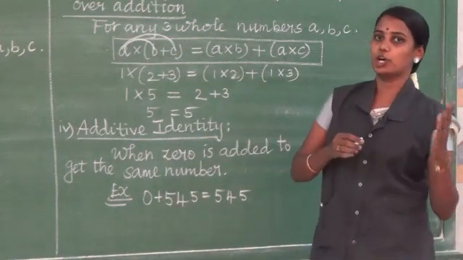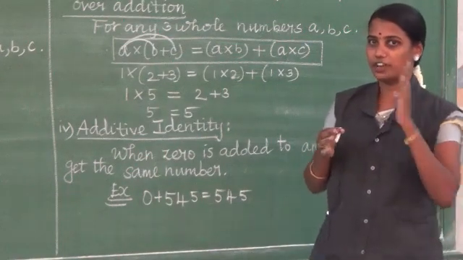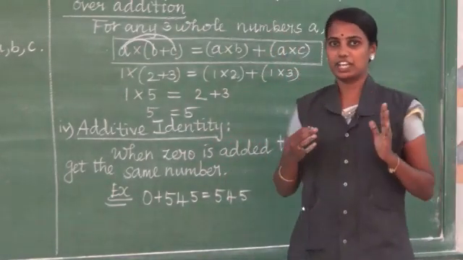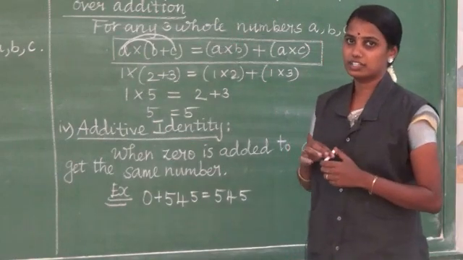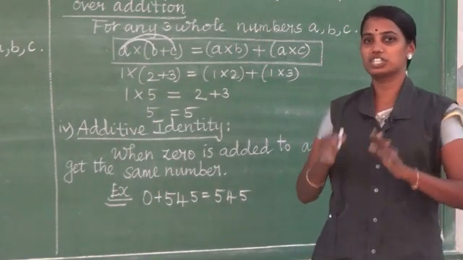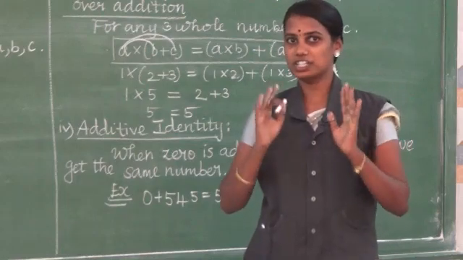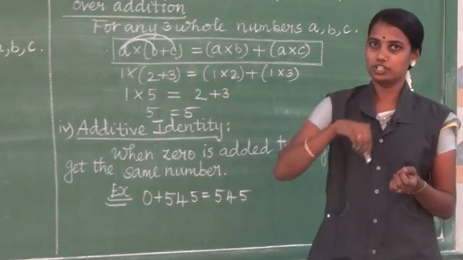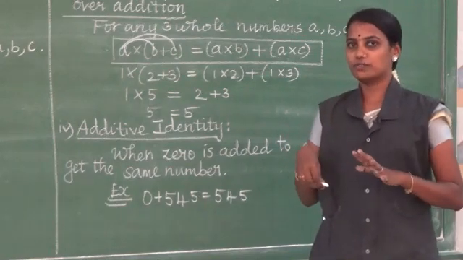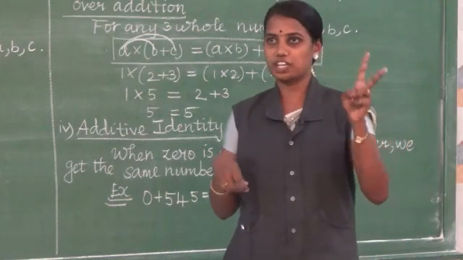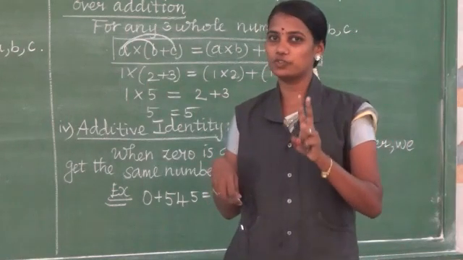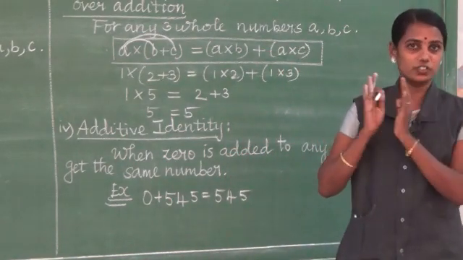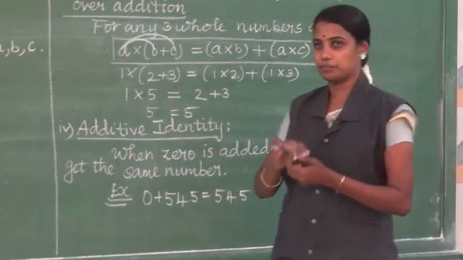For example, 5,000 plus 0. What will be the answer? 5,000. Okay, for example, we can take day-to-day life. Today your mother gave you 10 rupees. Tomorrow she didn't give money. If she didn't give, you will not get any money, so it becomes 0. So 6 plus 0, what will be the answer? 6. So if you calculate 2 days' money, how much will you have? 6 rupees.